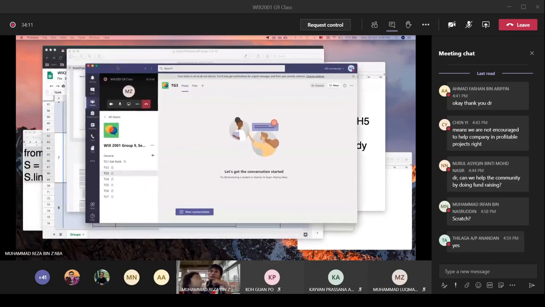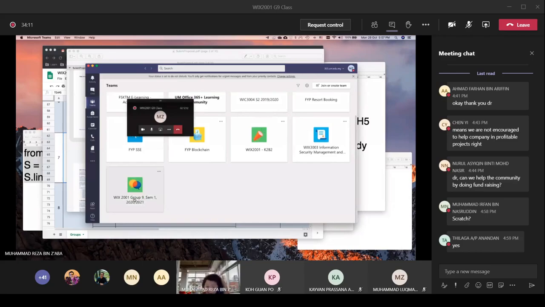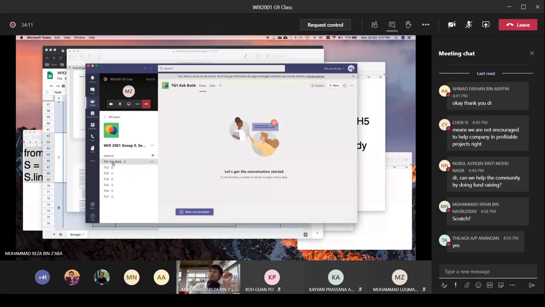Just to remind again, Teams is a bit confusing to use, even to me sometimes. But if you're in doubt, just click Teams and go to our particular Teams. On the left side are our channels. We are now at the general channel. If you click your group, you can only see your own group. If you're in Cik Batik's group, you can only see Cik Batik, and you can't see what the other group members are doing or posting.